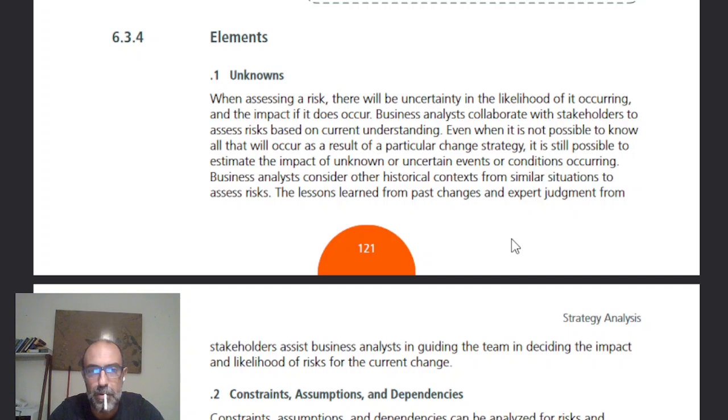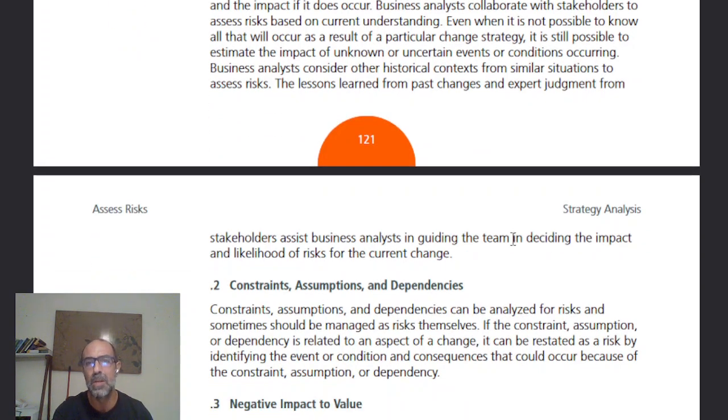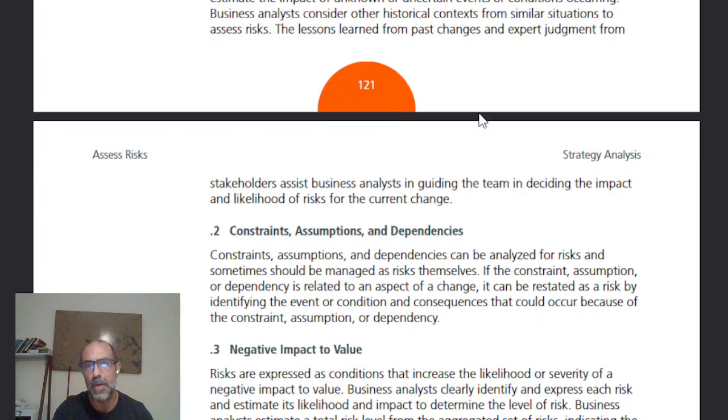Business analysts collaborate with stakeholders to assess risks based on current understanding. Even when it's not possible to know all that will occur as a result of a particular change strategy, it is possible to estimate the impact of unknown or uncertain events or conditions occurring. Business analysts consider the historical context from similar situations to assess risk. Like, we look at something from the past, we research things differently. The lessons learned from past changes and expert judgment from stakeholders assist business analysts in guiding the team and deciding the impact and likelihood of risks for the current change.